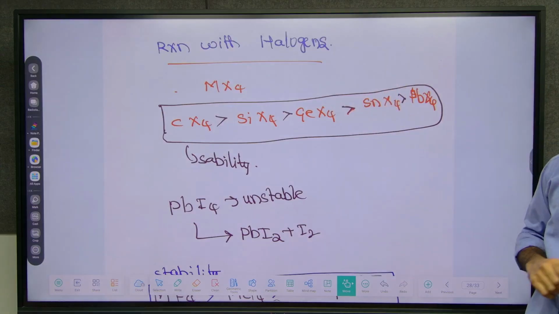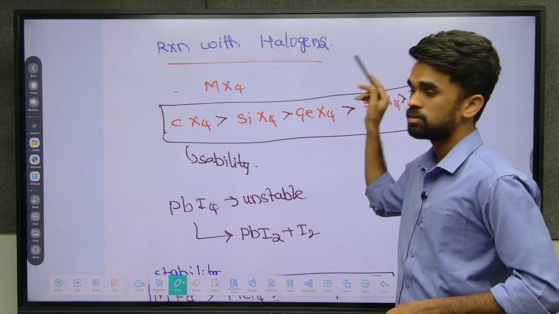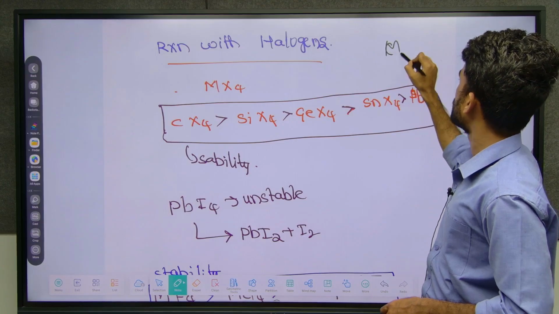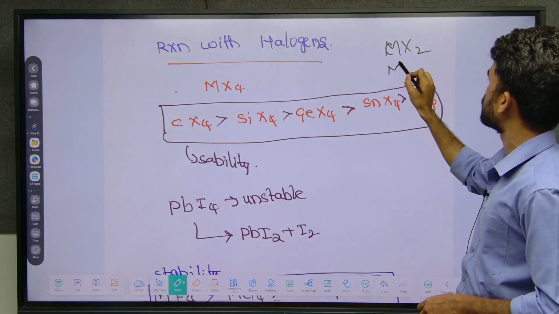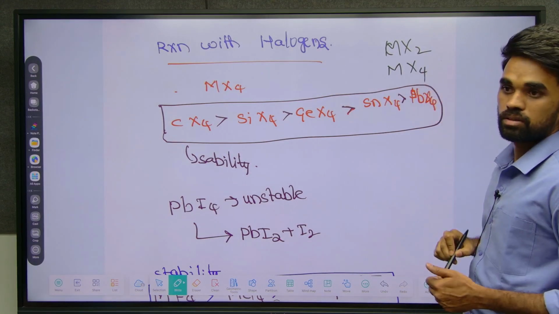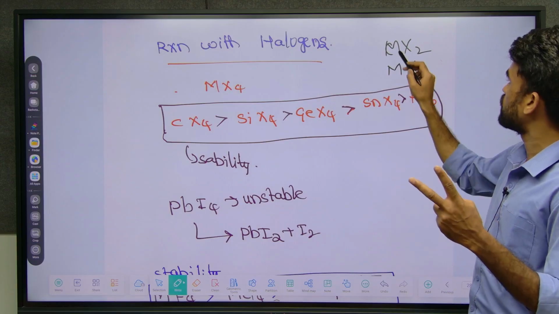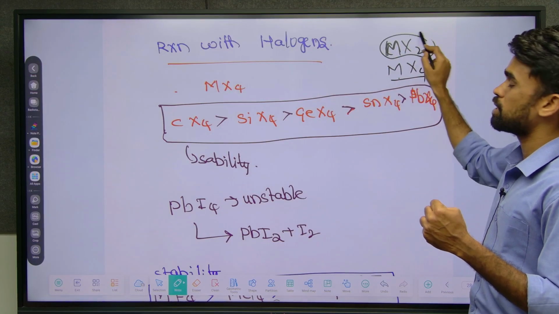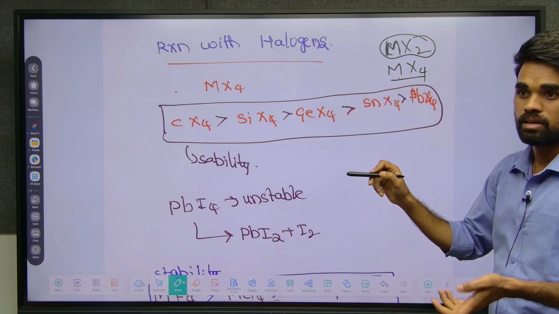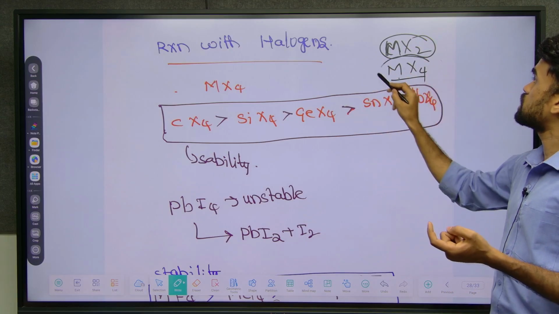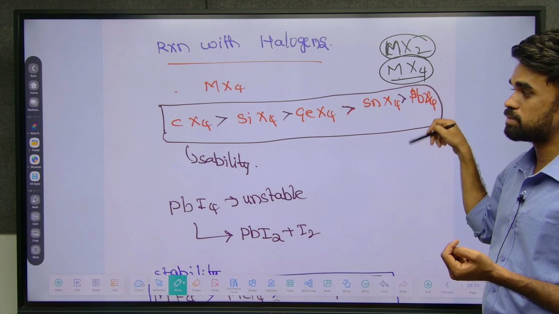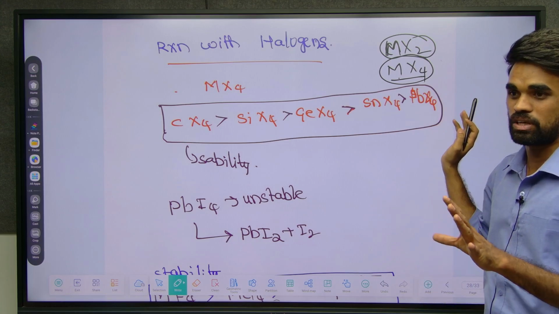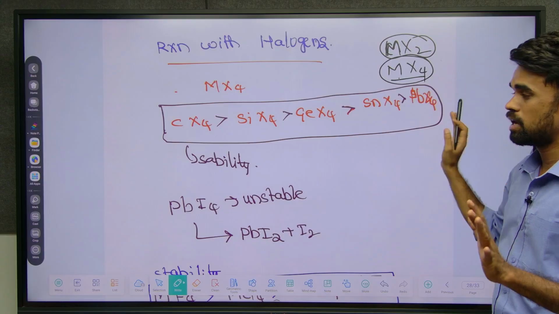Reactions with halogen. See what they will form? Like MX2 type compounds and MX4 type compounds. What are the two possible things? We can get either MX2 type or MX4 type. So MX2 type stability down the group, what happens? Increases. MX4 type decreases because of what? Inert pair effect. Most reason is inert pair effect only when they are asking about stabilities for compounds.